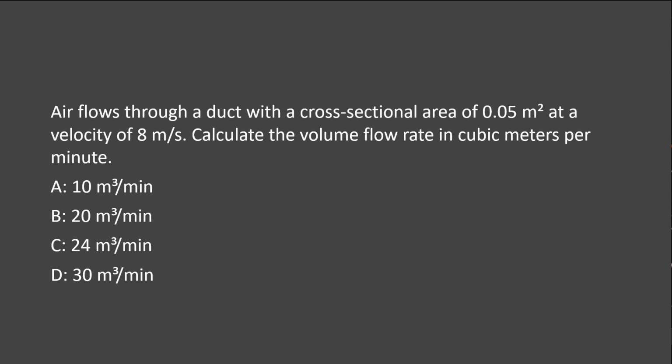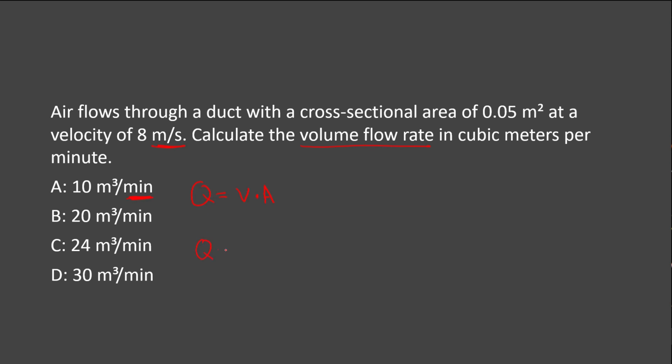All right, so a fairly typical volume flow rate problem, right? Q is equal to velocity times area, and we are dealing with some unit conversions here, right? Because we're given velocity in meters per second and our answers are in per minute. And so that's going to be a little bit significant. But to start with, let's go ahead and figure out the volume flow rate in per seconds.